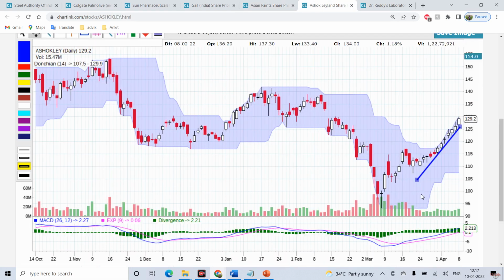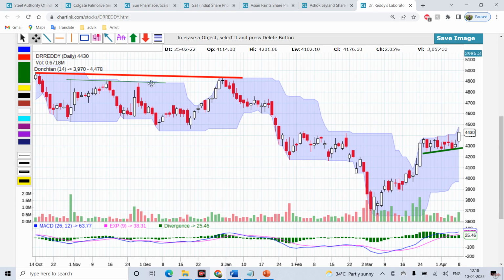Same way, another example, Ashok Leyland, continuously following the trend. 1, 2, 3, 4, 5, 6, 7, the last seven candles are just touching the trend. So again, you just buy on the trend line, 1% is the stop loss, and 3 to 5% is your target.